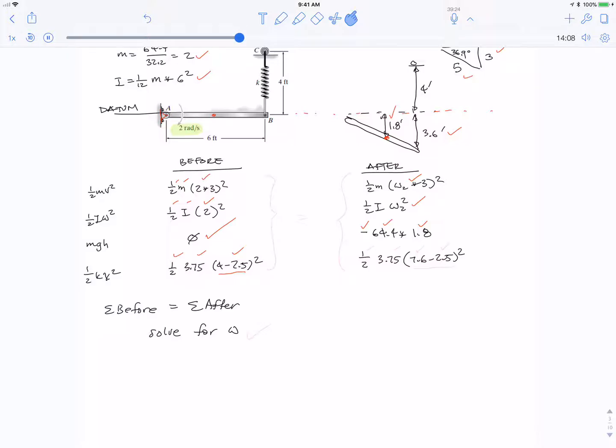And then lastly, there's the 1/2 k delta x squared. If you look at the picture, the spring is now 7.6 feet. Unstretched length is 2.5. 7.6 minus 2.5, or 5.1, is how much it stretches, and that'll be squared. There's only one unknown in here. You add up everything before equals add up everything after, and the only unknown is omega 2, and you can solve for that.